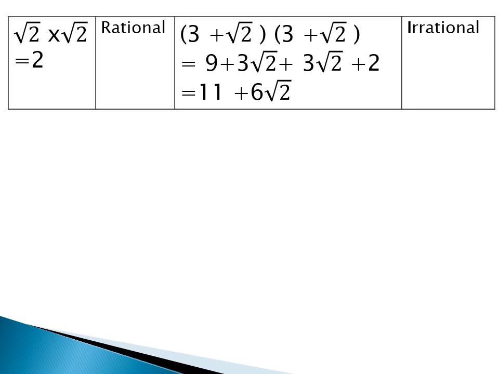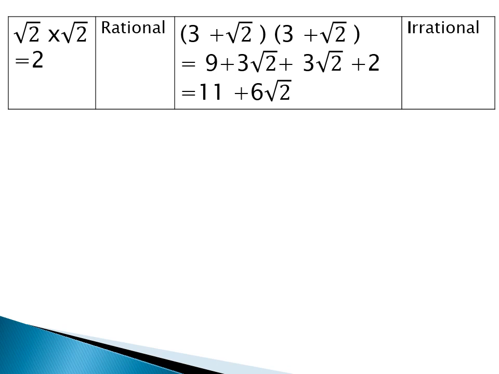Expanding each term, you must know that a plus b into a plus b form, or a plus b whole square, or a plus b into c plus d also we can take. Each term will be multiplied, then 11 plus 6 root 2, that is irrational. So when two irrational numbers are taken, their sum may be either rational or irrational. When we take the difference of two irrational numbers, the answer may be either rational or irrational. When we take the product of two irrational numbers, sometimes our answer is a rational number and sometimes it is an irrational number.